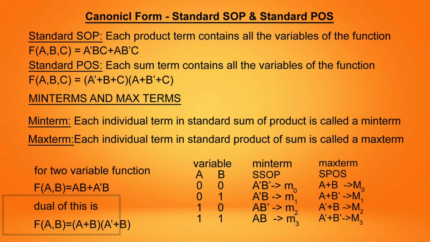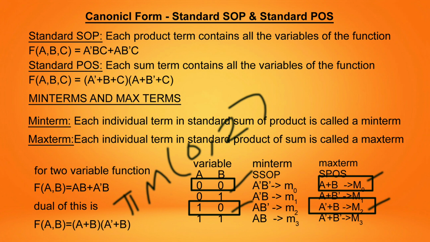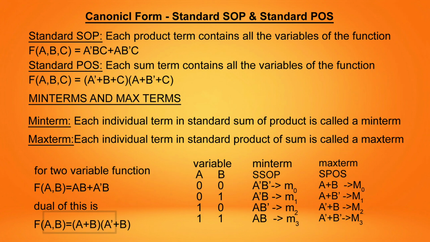Dual of this expression is f(a,b) equal to (a plus b) into (a bar plus b), which corresponds to 0,0 which is M0, and 1,0 which is M2. Representation of maxterm is pi of M 0, 2. Binary for 0 is 0,0. Binary for 2 is 1,0. That is (a plus b) into (a bar plus b).